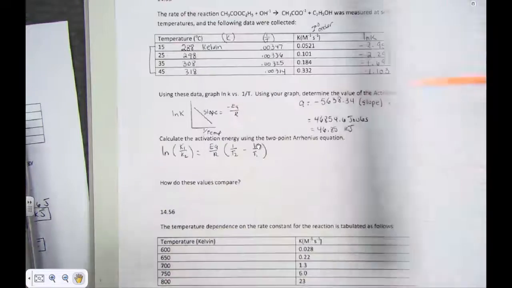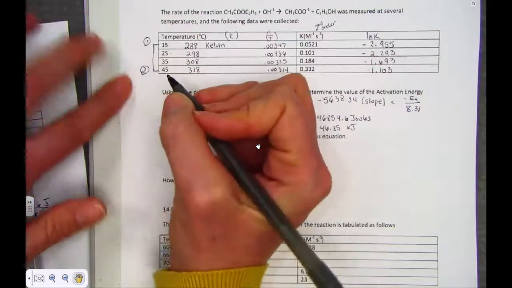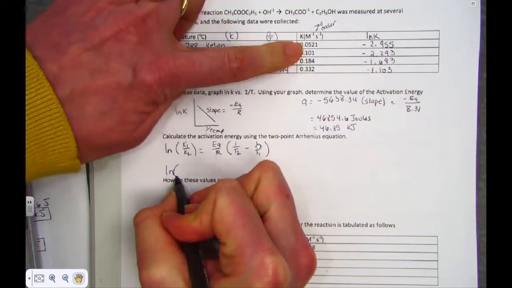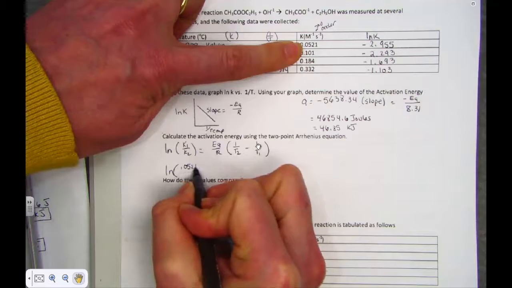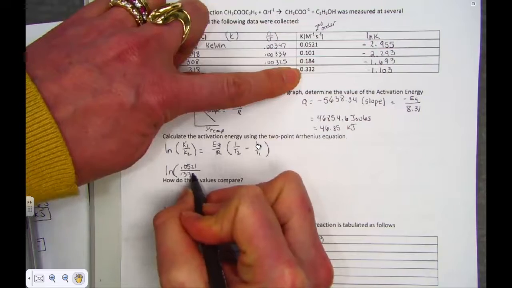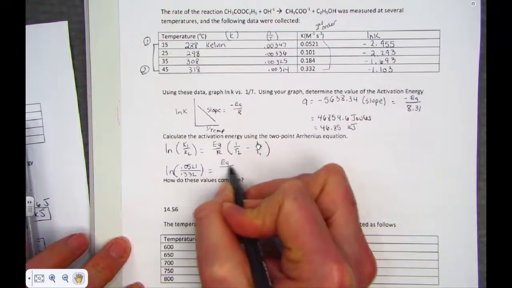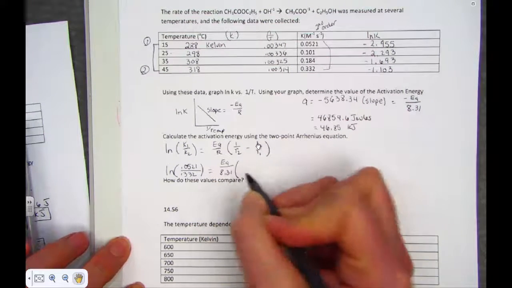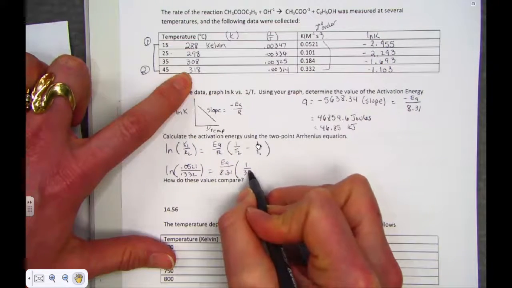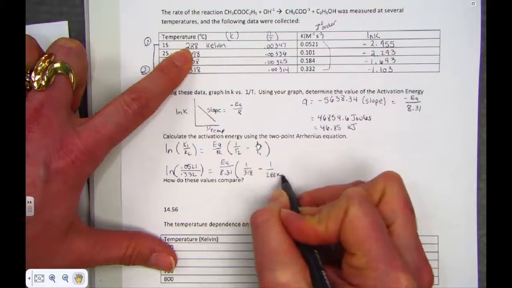So instead of graphing, we'll plug numbers in. Let's call this trial 1, and this will be trial 2, just kind of the farthest points possible. So the natural log of K1, 0.0521, over K at time 2 here, so 0.332. Farthest points possible. Equals, well, we're trying to solve for EA. 8.31 is our R constant. T2, Kelvin temperature, 1 over 318 minus 1 over 288 Kelvin units.